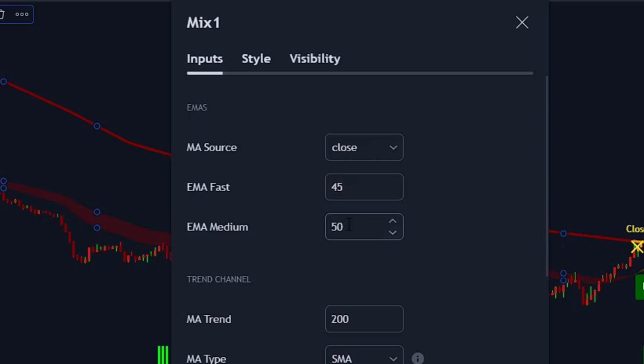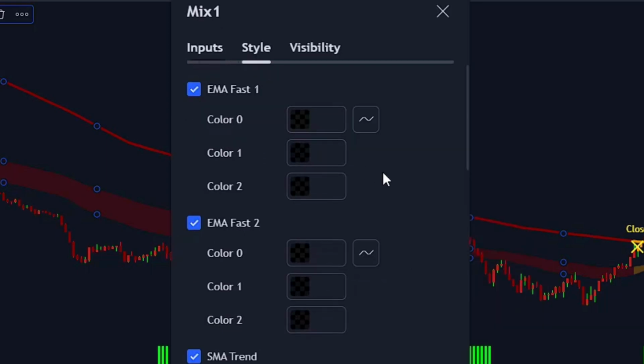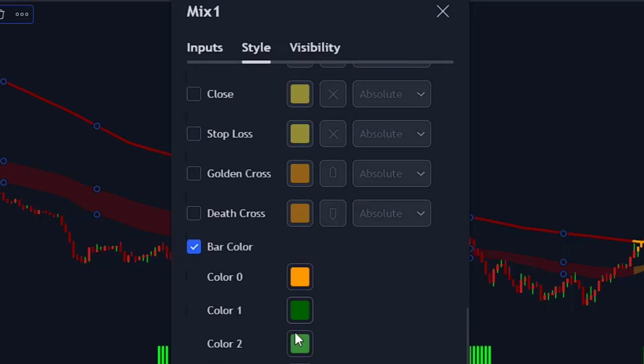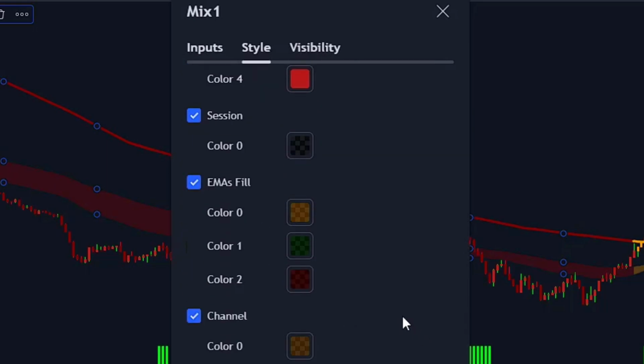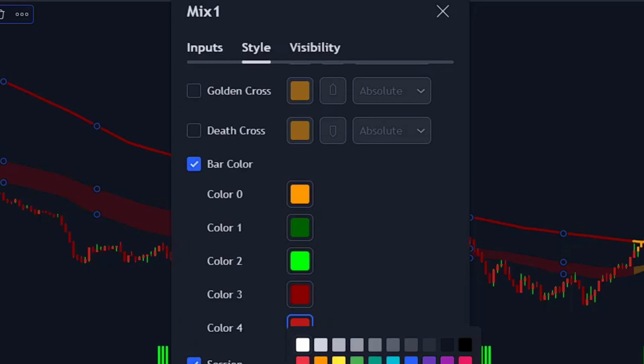All right, traders, let me clarify. The Mix1 EMA Cross Trend Channel Indicator isn't a crystal ball giving you direct buy or sell signals. Instead, think of it as your trusty market trend compass, showing you the overall direction of the market. With the EMA ribbon and SMA 200 component working together, this handy indicator helps you gauge whether the market is in an uptrend or downtrend.